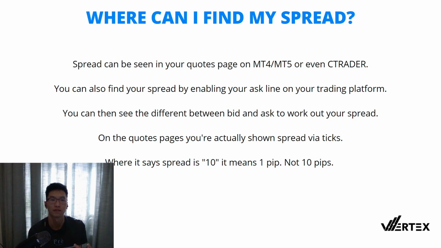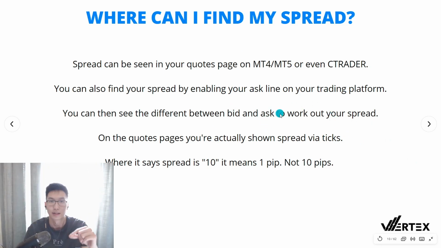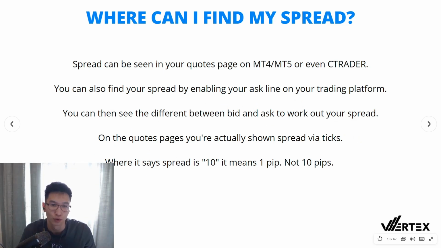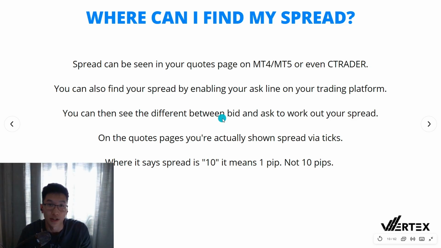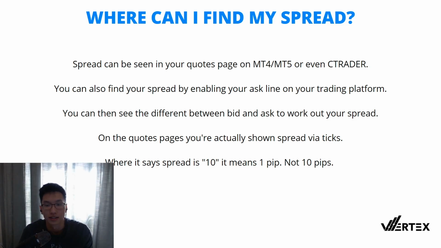You can also find your spread by enabling the ask line on your trading platform. For example, in TradingView, if you just right click, press settings and show bid/ask price lines, then it's going to show the ask line as well, and then you can work out the difference between the two lines, and that'll be your spread. Or alternatively, again on the quotes page, you're actually going to be showing your spread in ticks, which is actually 10 times smaller than a pip.